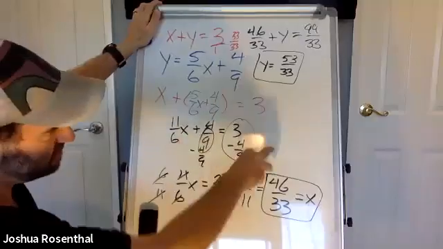Here. Okay, and so then you got 11 over 6x plus 4 over 9. And then you subtracted the 4 over 9 on both sides, and then you ended up with 11 over 6x equals 23 over 9, right?